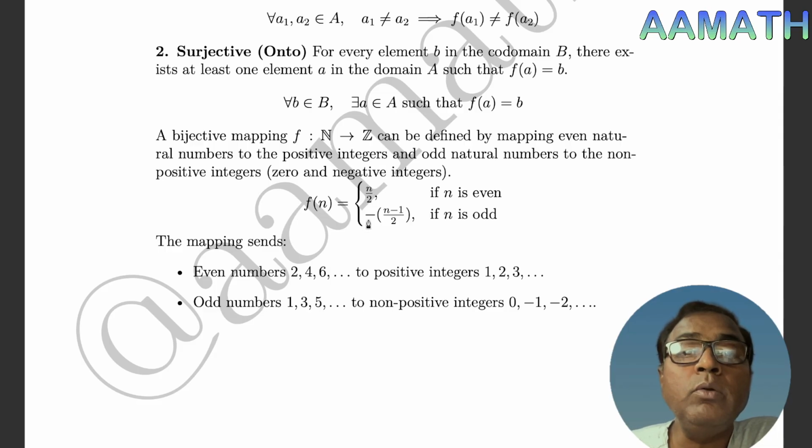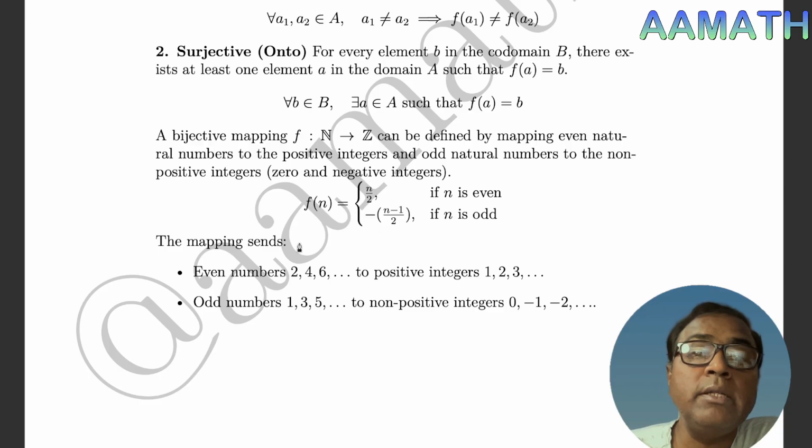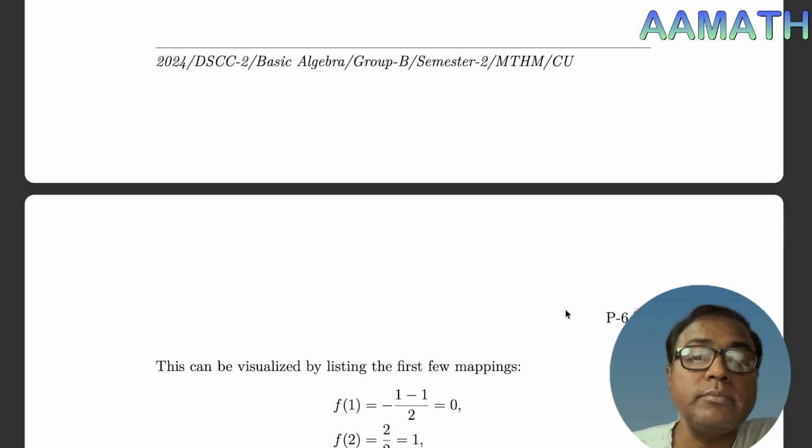And f(n) equals minus (n minus 1) whole divided by 2 if n is odd. That is, for an odd number, if n equals 1, then (1 minus 1) by 2 is 0. And if n equals 3, then 3 maps to minus (3 minus 1) by 2, that is equal to minus 1. So 1 maps to 0, 3 maps to minus 1, 5 maps to minus 2, and so on.